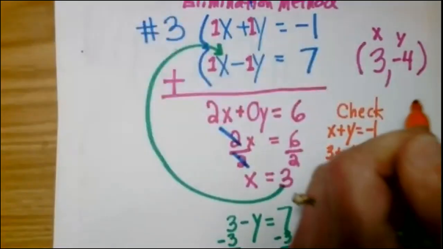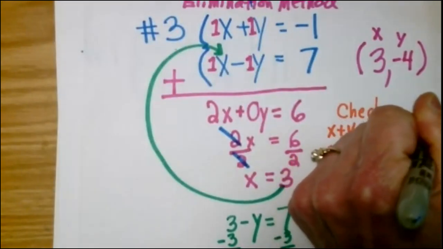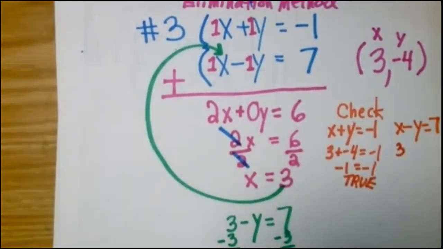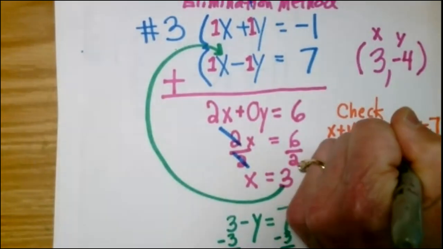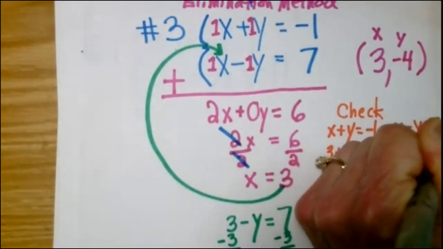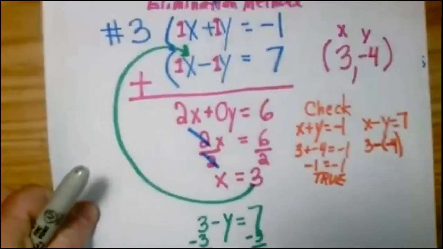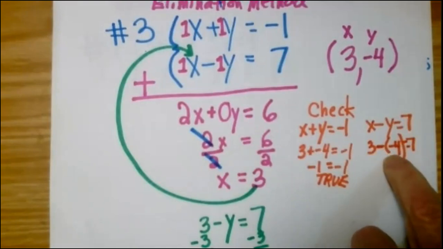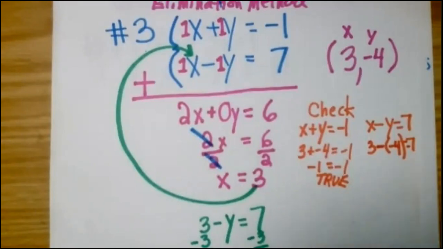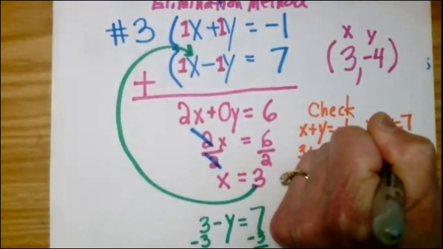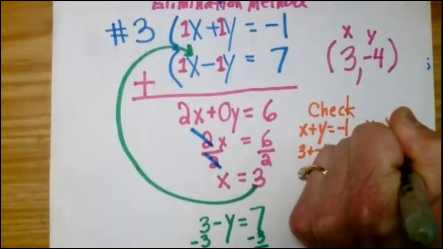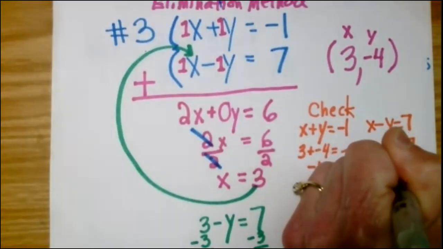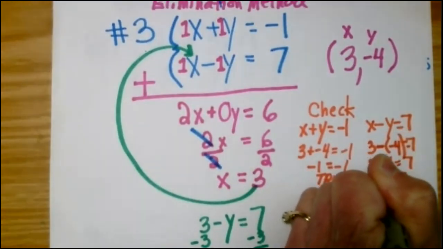Let's check the other equation. That equation was x minus y equals 7. So we plug in 3 for x. We plug in, be careful on this, a negative 4. I'm going to put it in parentheses. Equals 7. So this is 3 minus a negative 4. Whenever we minus a negative, it really becomes 3 plus 4 equals 7. Does 3 plus 4 equal 7? Yes, 7 equals 7. So that also is a true statement.